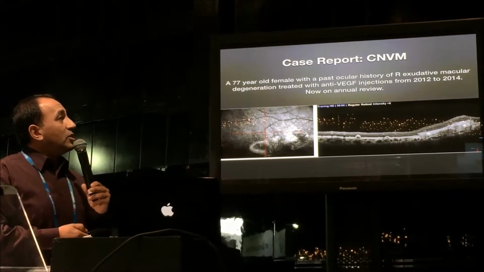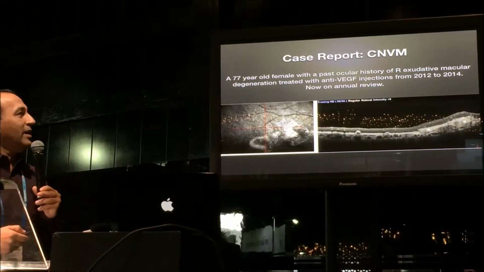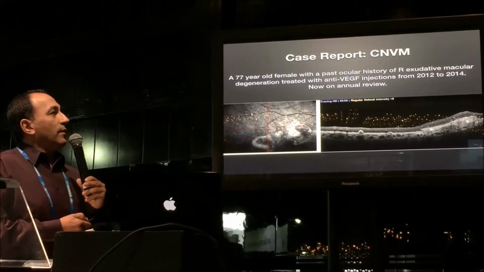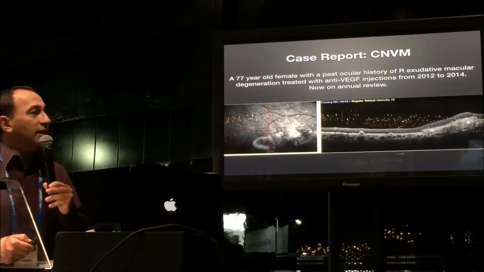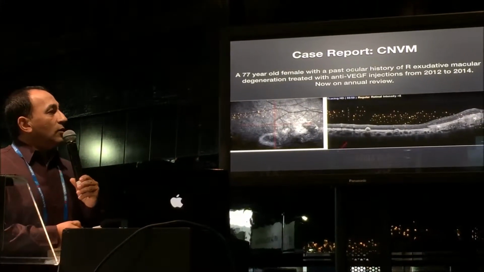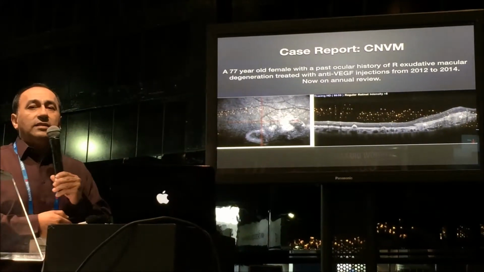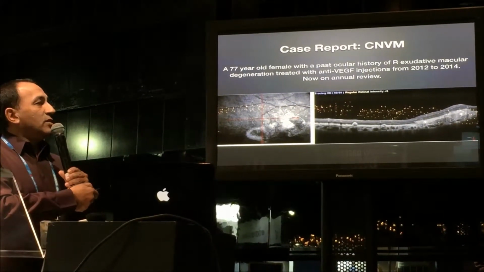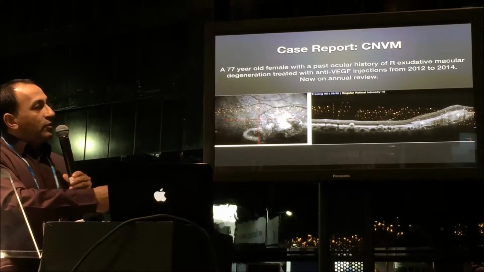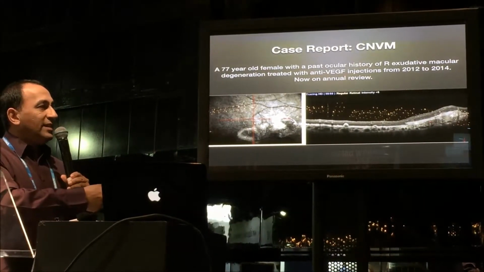Alright, so this is another patient. She's got a history of wet AMD with choroidal neovascular membrane. She had a series of injections of Lucentis from 2012 to 2014, and then the ophthalmologist decided to stop. This is her OCT. Her fovea is actually here, but because of the disciform degeneration, she uses her superior retina to fixate. So the macula is actually here, and you can see the choroidal neovascular membrane just there.